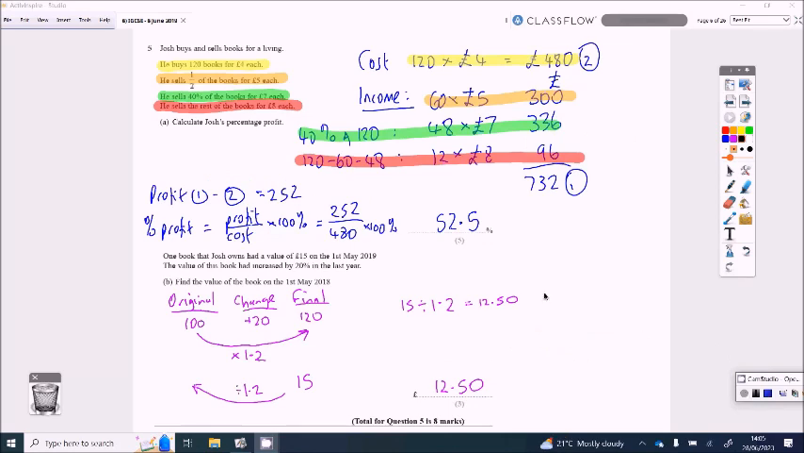Question 5. We buy the 120 books for £4 each, so that's our costs. So 120 times £4 is 480. So that's all our costs. So we'll come back to that in a minute. Now, what about the income? What about the money coming in?